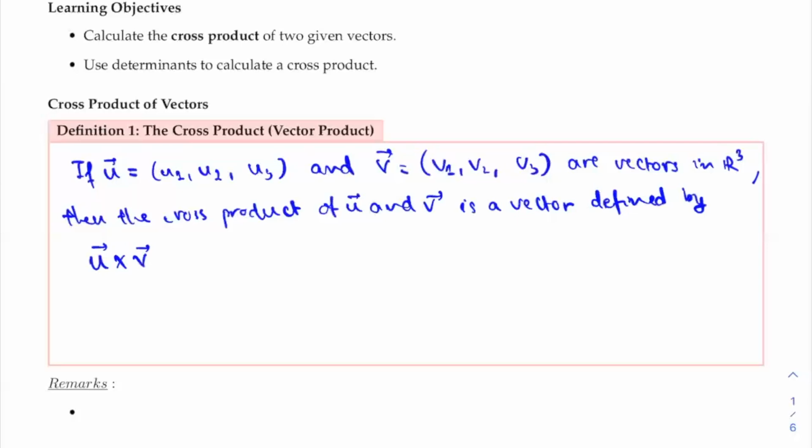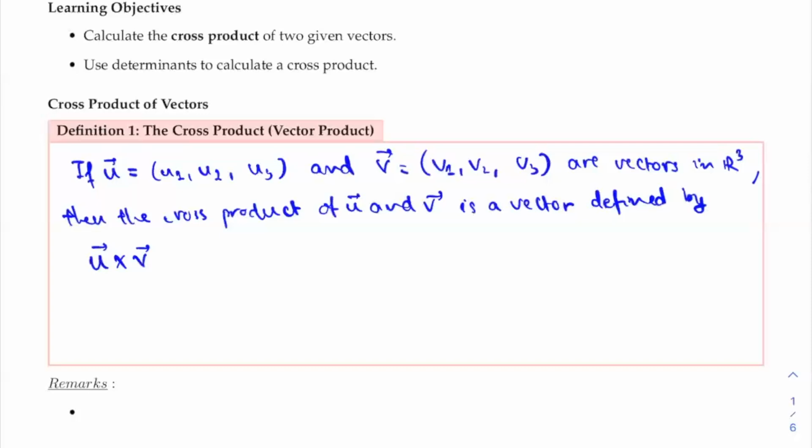For the cross product, the order in which you write the vectors matters. Unlike the dot product, which is commutative, the cross product is not commutative. So if u is on the left of the cross product, it has to stay on the left, and v has to stay on the right. If you swap the order of the vectors, you will have a different result for the cross product.